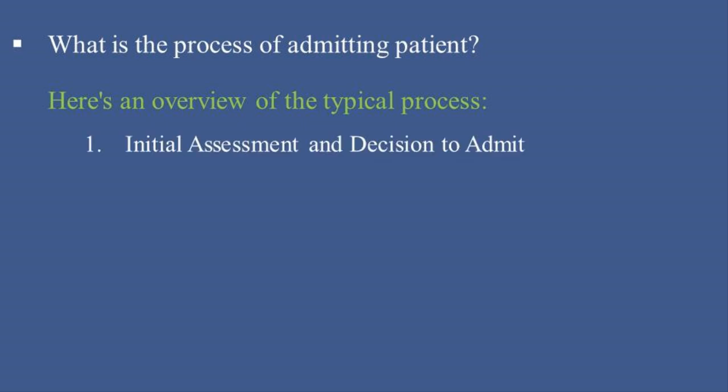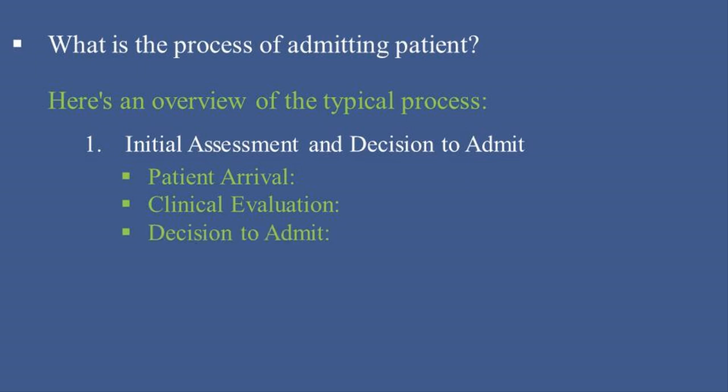1. Initial assessment and decision to admit. Patient arrival. The process begins when a patient arrives at the hospital, either through the emergency department (ED), a direct referral from a healthcare provider, or as a scheduled admission for surgery or other treatments. Clinical evaluation. A healthcare provider, such as a physician, nurse practitioner, or physician assistant, conducts an initial clinical evaluation. This includes a review of the patient's medical history, current symptoms, vital signs, and any necessary diagnostic tests. Decision to admit. Based on the evaluation, the healthcare provider determines if the patient requires hospital admission. The decision is typically based on the severity of the patient's condition, the need for ongoing treatment, and whether the patient can be safely managed in an outpatient setting.